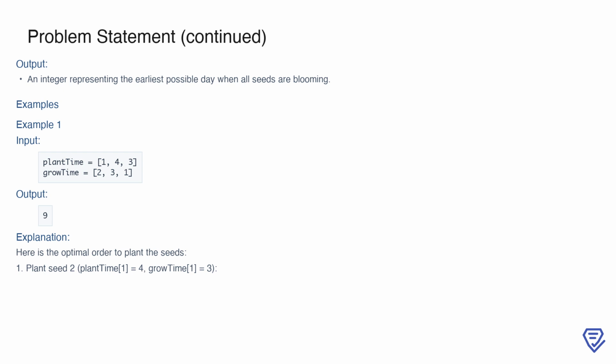To better understand the problem, let's explore some examples. In the first example, the arrays are plantTime equals 1, 4, 3, and growTime equals 2, 3, 1. The output here is 9. To achieve this result, we need to determine the optimal order to plant the seeds. Specifically, we need to consider both the time it takes to plant each seed and the time it takes for each seed to grow after planting, ensuring that the latest bloom day across all seeds is minimized.